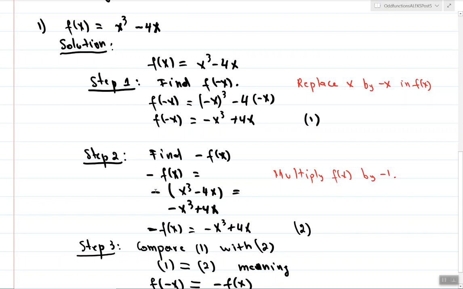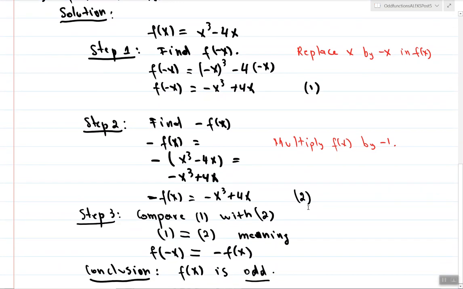So you're going to take this negative sign and distribute this to anything that is within parentheses. So negative 1 times x cubed is negative x cubed, and then negative and negative makes it positive. So we get negative f of x, which is negative x cubed plus 4x. Call this equation 2, and our equation 1 was f of negative x.